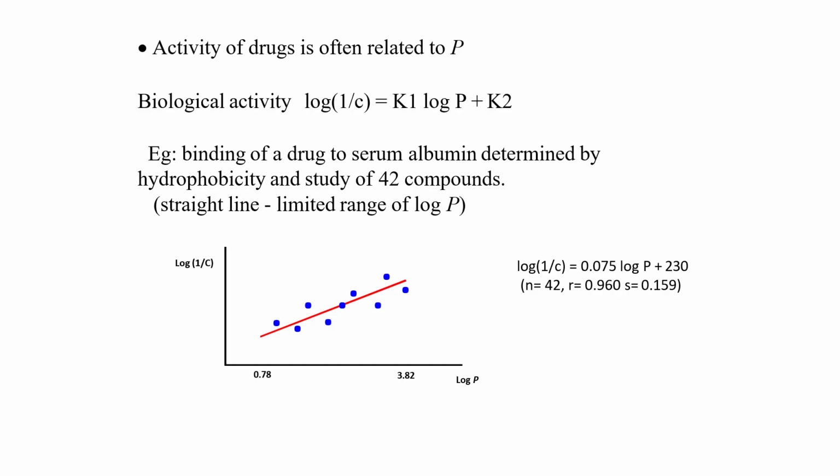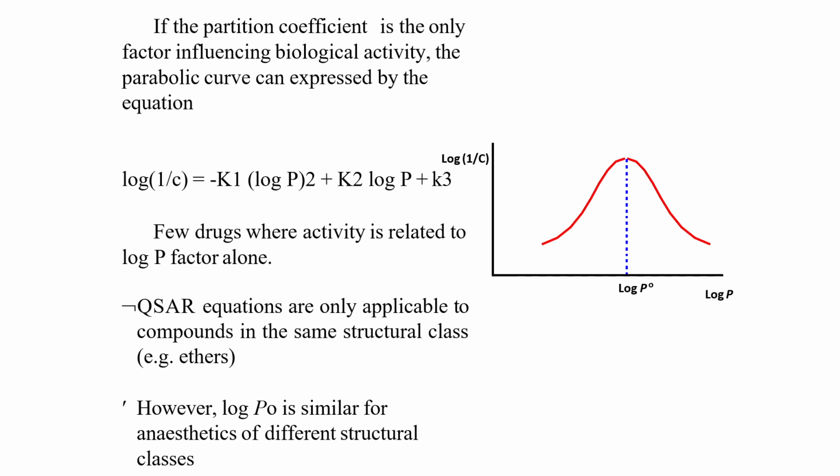So, the binding of the drug to serum albumin by hydrophobicity, in a study of 42 compounds, a straight line over a limited range of log P is obtained, and we have drawn the line which is the best fit of the points. Suppose we are going to compare the biological activity of any drug molecule with only one factor, that is, the partition coefficient is the only factor influencing the biological activity.